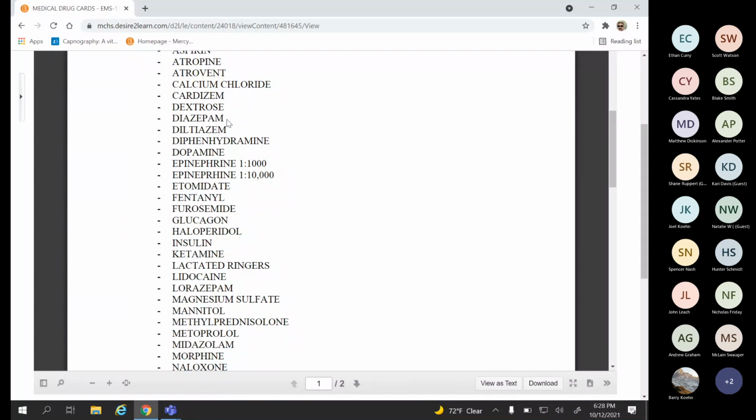You've got to think, epi 1 to 1,000 works on alpha, beta 1, and beta 2. So it causes vasoconstriction because it's epi. It causes increased heart rate because it's adrenaline, and it opens up your airway because it is a bronchodilator as well. That's why we give it in anaphylaxis, because we want all three of those properties to kick in. Epi 1 to 1,000 is generally given IM. Does anybody know our adult dose?